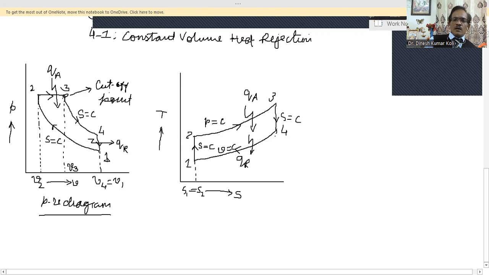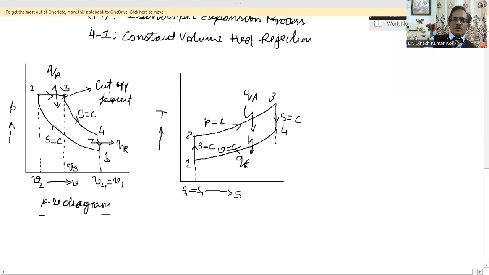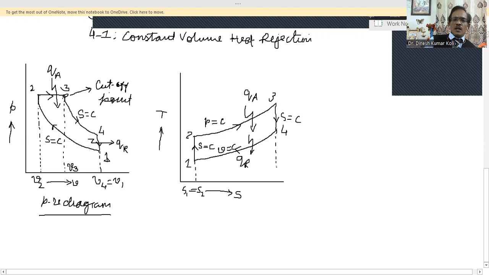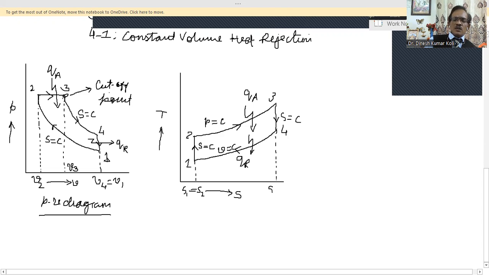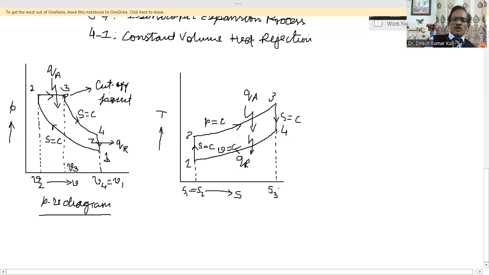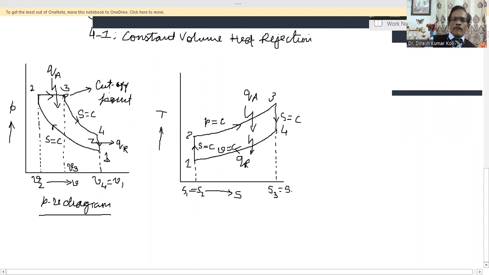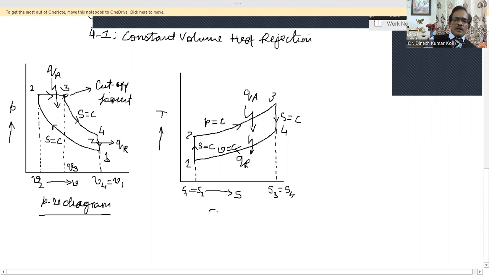And in this process 3 to 4, again this is the isentropic expansion process. Here entropy remains constant, here S3 is equal to S4. This is the completed TS diagram.